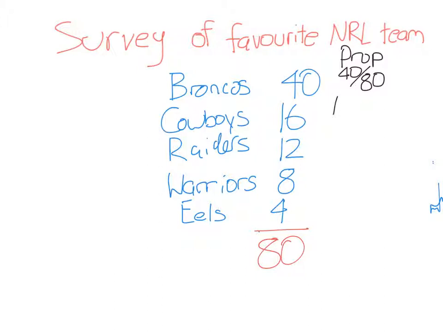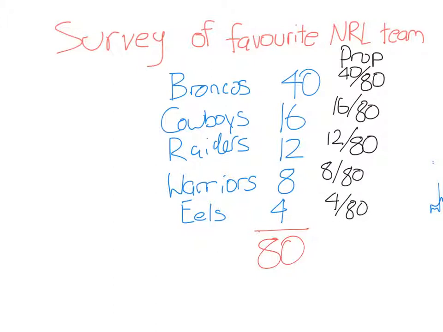So then Cowboys would be 16 over 80 or 1/5. The Raiders would be 12 over 80, which turns out to be 3 over 20. And we can do the same for Warriors and Eels, okay? So I'm just making it into a fraction. I've just taken the number here and I've divided it by the total, 80. So 4 out of 80 people, if you like, chose the Eels, okay? Now what am I going to do with that? Well, we're going to use that to figure out the area of the sector devoted to each of these teams.